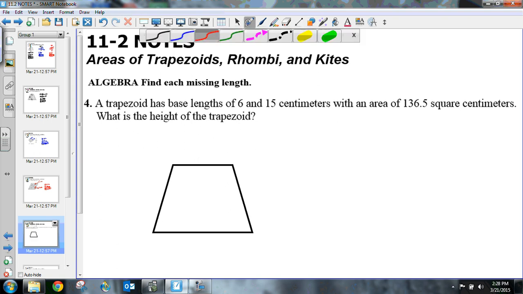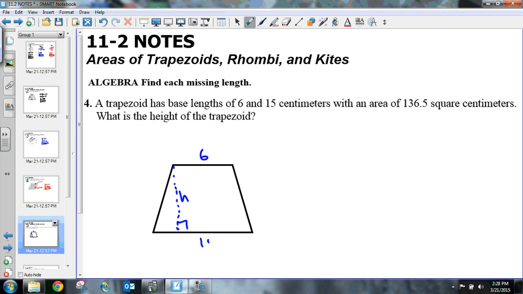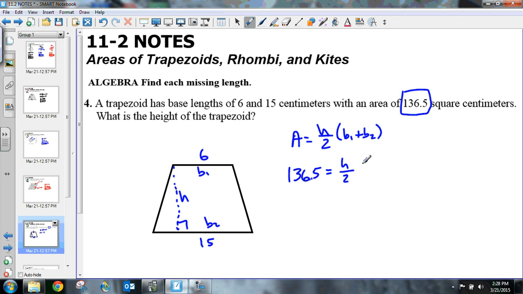That's good enough. Let me come over here, and I'm going to draw in my perpendicular line for my height. All right, I know that my base lengths are 6 and 15. Okay, now watch what happens here. If I use my formula, area equals height divided by 2 times b sub 1 plus b sub 2, then I'm going to call this b sub 1, call this b sub 2. And I know that my area is 136.5. Okay, so I'm going to plug that in here, 136.5, and that's equal to my height divided by 2 times the sum of my bases.